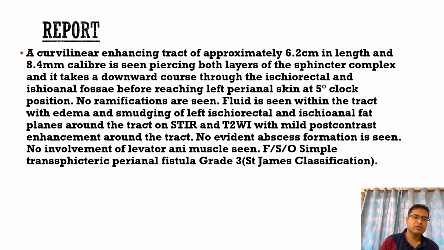And this is the report that I had given: there was a curvilinear enhancing tract which was piercing through both the layers of the sphincter complex, and it was taking a downward course through the ischiorectal and ischioanal fossae before reaching the left perianal skin at 5 o'clock position, and there was no ramification. Fluid was seen within the tract with edema and smudging of the left ischiorectal and ischioanal fat planes around the tract on STIR as well as T2 weighted images, with mild post-contrast enhancement around the tract. There was no evident abscess formation. No involvement of the levator ani muscle was seen, and it was suggestive of a grade 3 St. James classification transsphincteric perianal fistula.